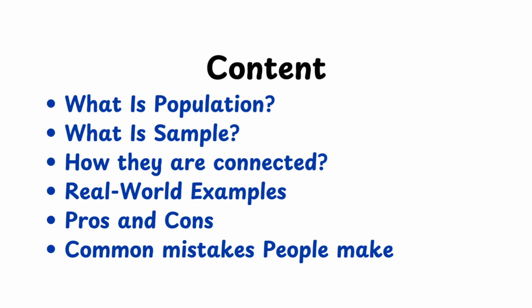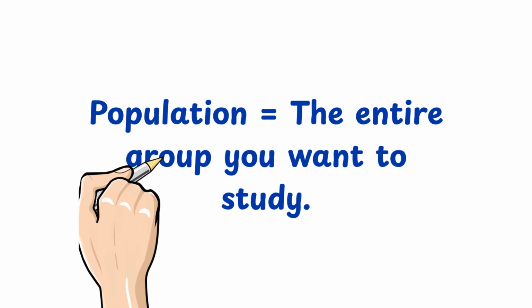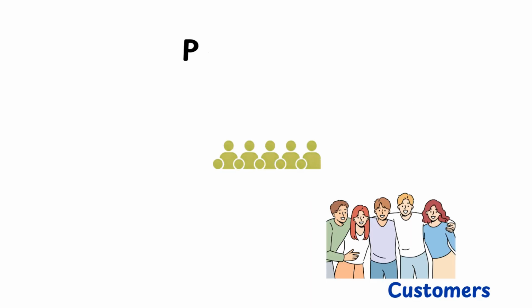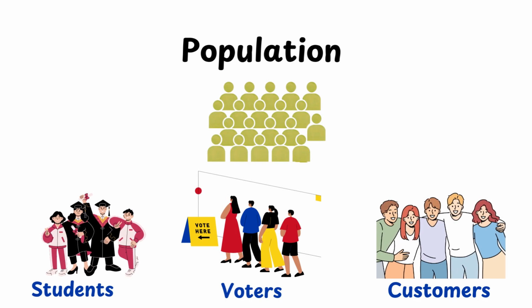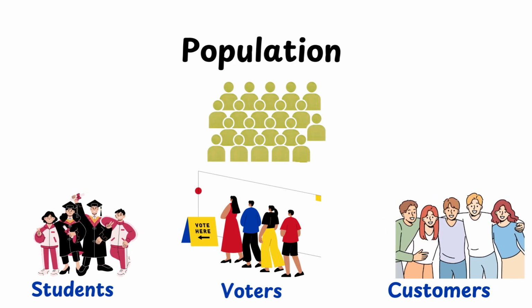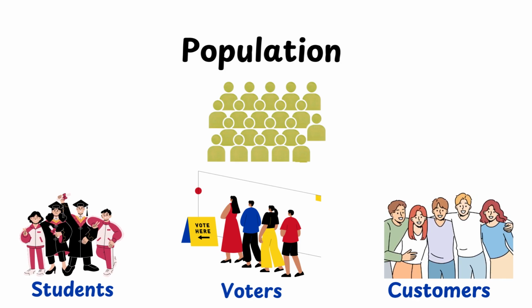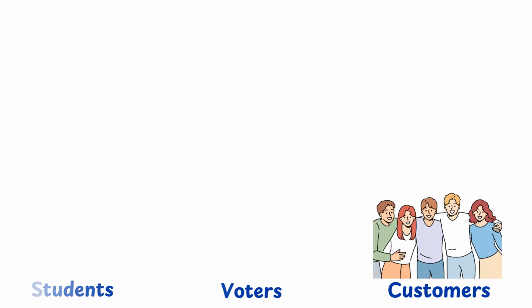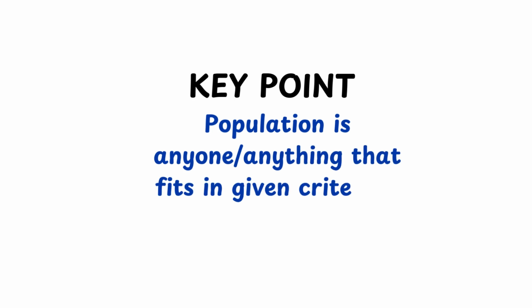So, let's dive in. In statistics, population means the complete set of items or individuals you want to study. Think of it as the entire universe of your research. If you are a university administrator, population could be all the students. If you are a government researcher, population could be all the citizens of a country. If you are a company selling shampoos, population could be all your customers worldwide. The key point is population is everyone or everything that fits your criteria.